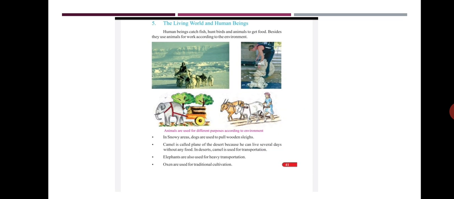And the camel is called the ship of the desert, because it can live in the desert even without water or food. It is one of the main sources of transportation used by human beings. Elephants are also used for heavy transportation, as you can see in this picture. And oxen are used for traditional cultivation.